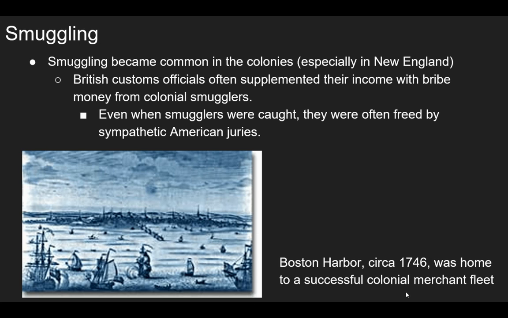Smuggling becomes really common in the colonies, especially New England. New England has the majority of our port cities like Boston and New York. British customs officials often supplemented their income with bribe money from colonial smugglers. So, a British customs official is an American colonial whose job it is to work at a port. And when ships come in, he checks their logs to see what they're supposed to be carrying. He makes sure that the cargo on board the ship matches what's in the log, that it's been stamped and taxed and paid for appropriately, and then it can be unloaded in the port to the merchants who sell it to the people.